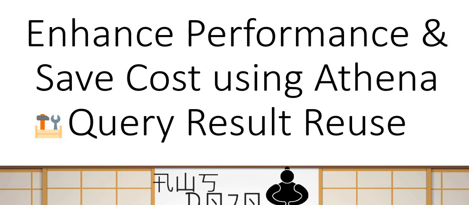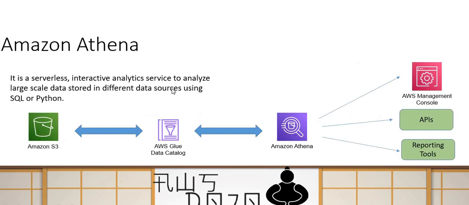Today, we are going to talk about how you can use the Athena query result reuse feature to enhance query performance and also save cost when running the query. So let's get started. As we know, Amazon Athena is a serverless interactive analytics service which can be used to query and analyze large-scale data stored in different data sources, such as relational databases, Redshift, or S3 buckets. And you can do such analysis using both SQL and Python code.